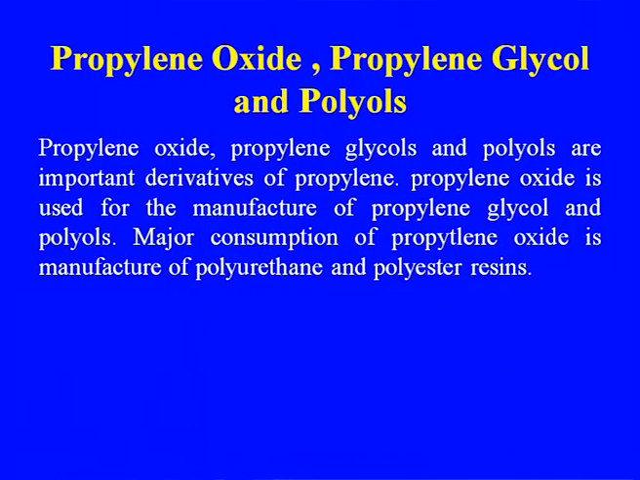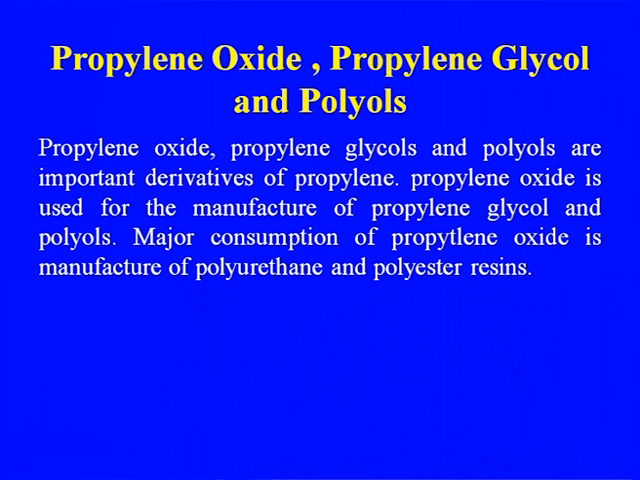So these are the three major products, propylene oxide, propylene glycols and polyols, which we are making from propylene. Other products are also there. But just like in the case of ethylene, where it was ethylene oxide, ethylene glycol and alcohols, here we have polyols. This is important from the polyurethane point of view. So propylene oxide, propylene glycols and polyols are the important derivatives of propylene.